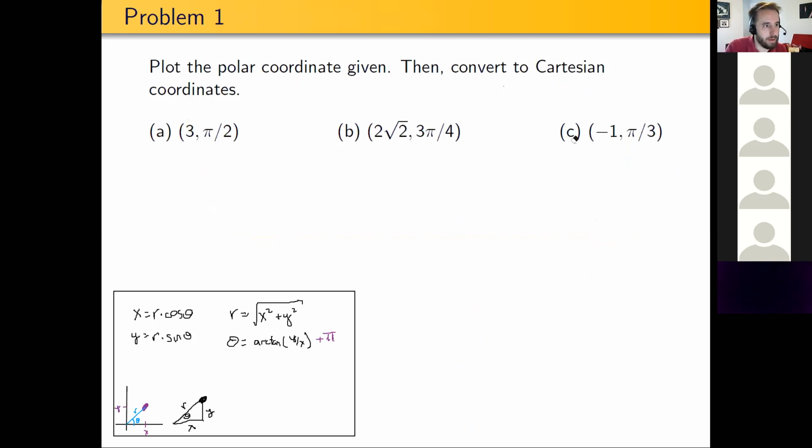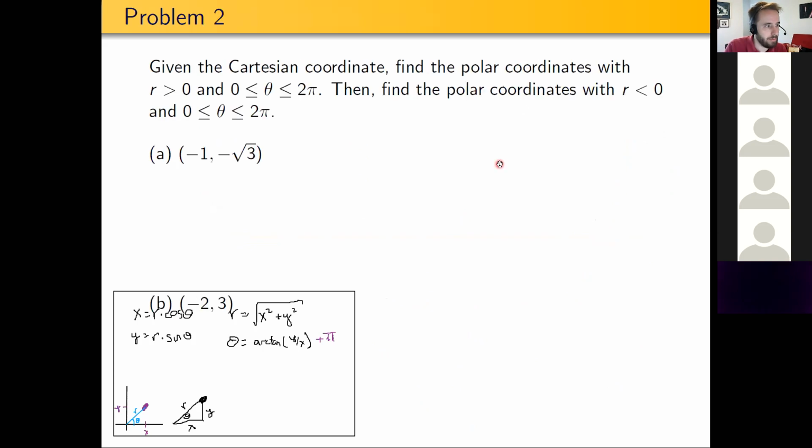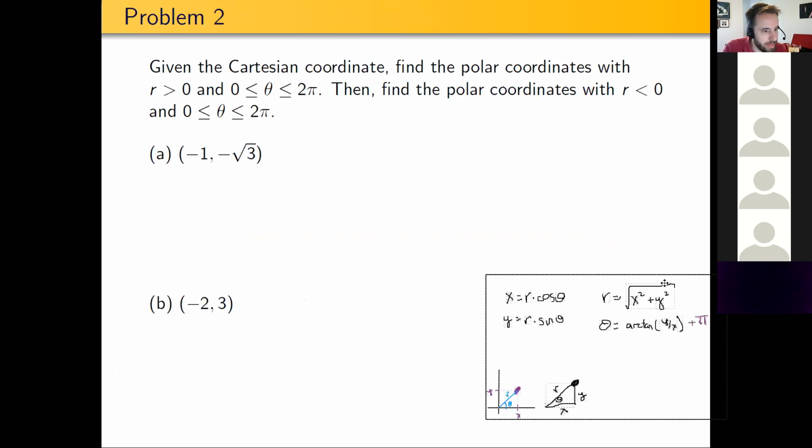Okay, great. Oh, look at that. So we actually want to see if we can do this. Just move that out of the way.